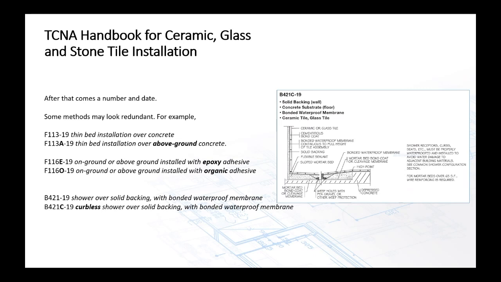F116E 19 is for on ground or above ground installed with epoxy adhesive. Or F116O 19, on ground, above ground installed with organic adhesives. So that's where these little numbers at the end come in and why it might look like you got the same method with different numbers. B421 is just a shower method, showing the shower pan and so on. But B421C is a curbless shower, a zero entry shower over solid backing with a bonded waterproof membrane.